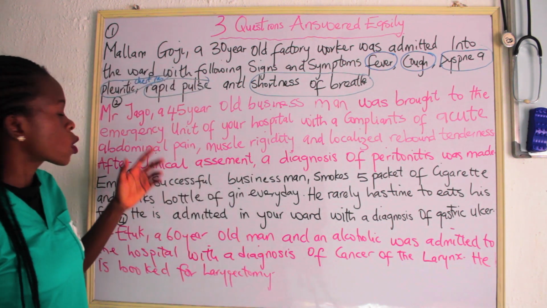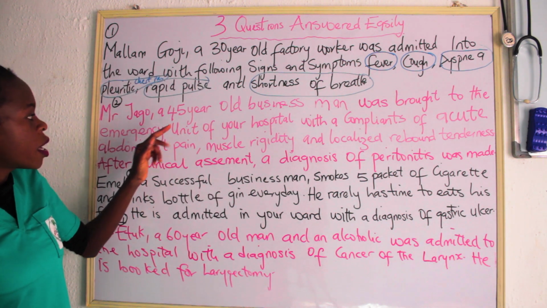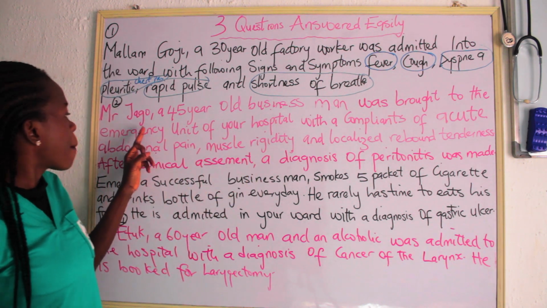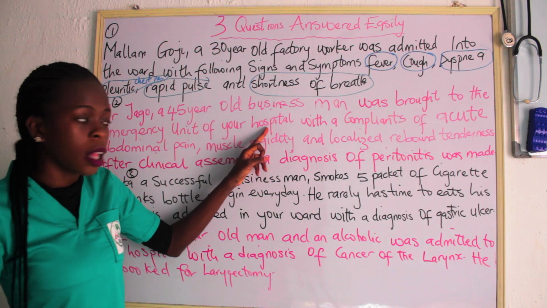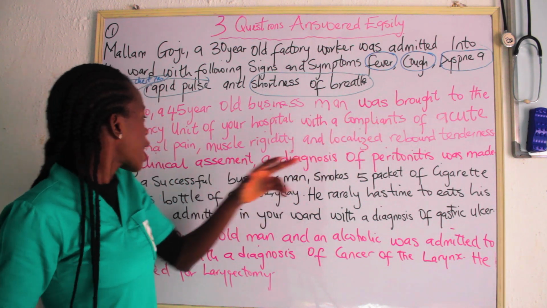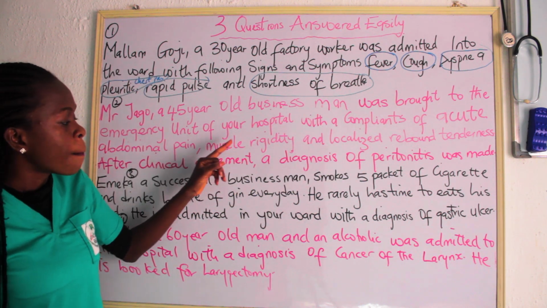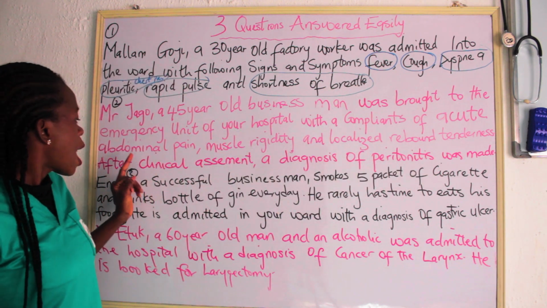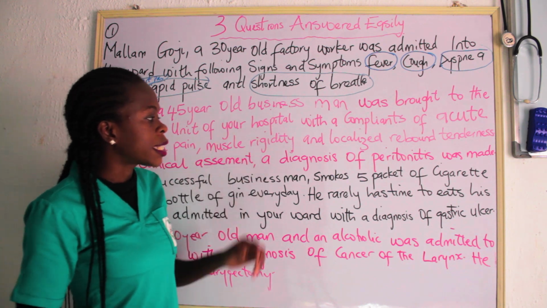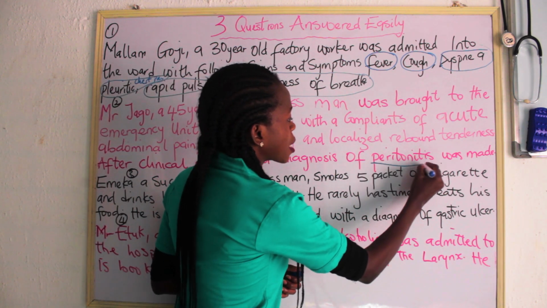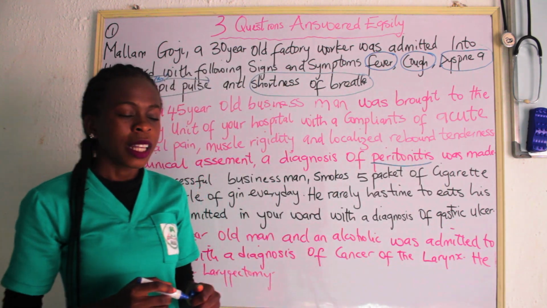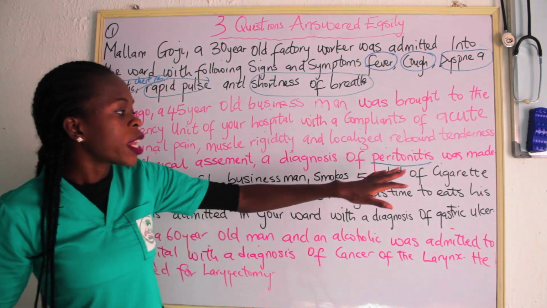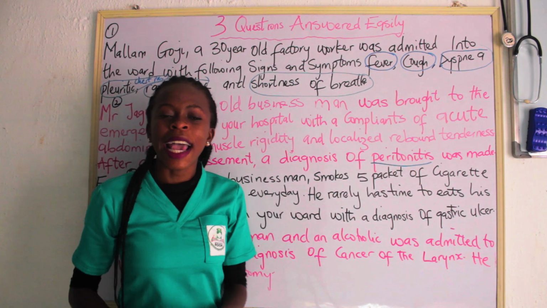For example, this question: Mr. Jago, a 45-year-old businessman, was brought to the emergency unit of your hospital with a complaint of acute abdominal pain, muscle rigidity, and localized rebound tenderness. After clinical assessment, a diagnosis of peritonitis was made. Let's ignore these signs and symptoms given, but we finally know that it has peritonitis.